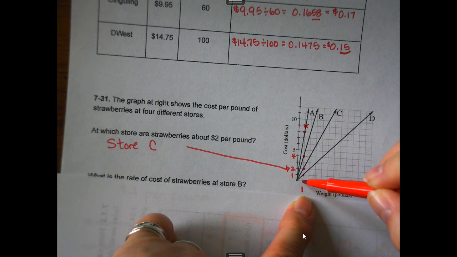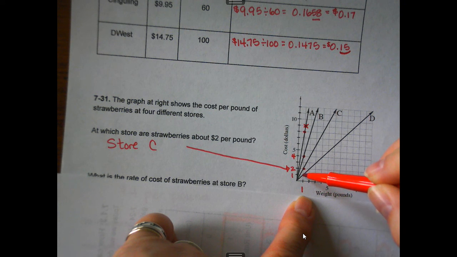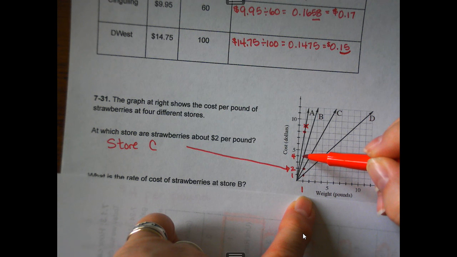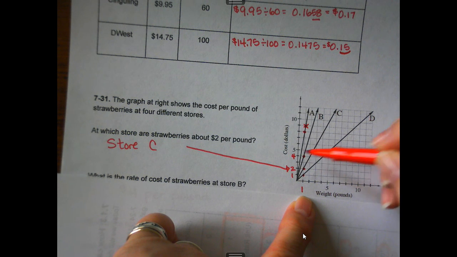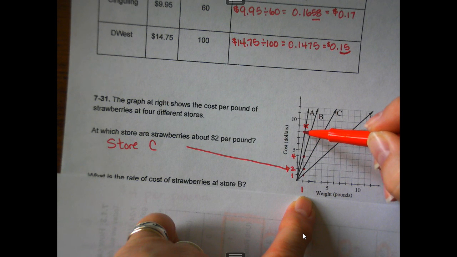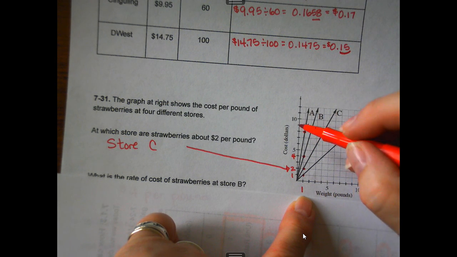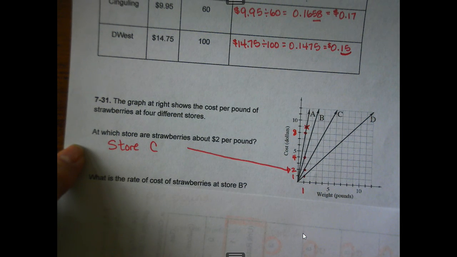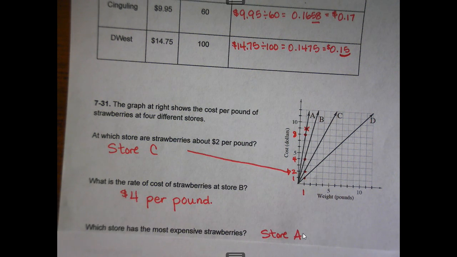So for store D, it crosses at $1. For store C, it crosses at $2. Keep going up, and for store B, it crossed at $4. And if I keep moving up, for store A, it crosses at $8. So which store are they $2 a pound? Store C.